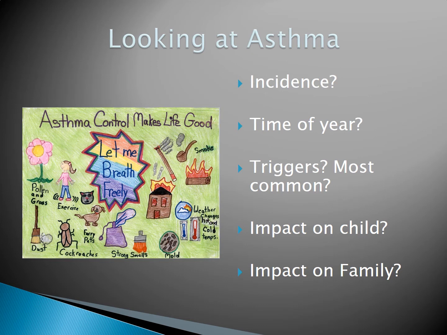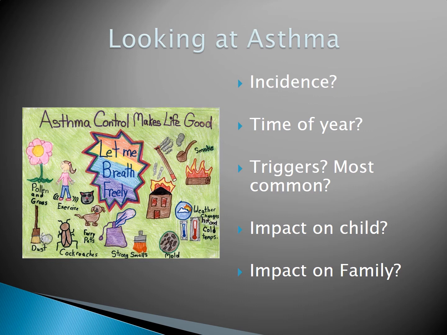Okay, so let's move on to look at asthma, and to make the link with allergies and asthma. Children with asthma often have allergies and vice versa. So they're kind of interrelated. It's not uncommon that a child with asthma might have food allergies or other triggers. So asthma, what's the incidence of asthma? Well, as I mentioned, it is the most common chronic illness in children.